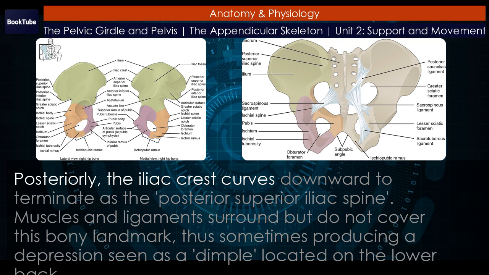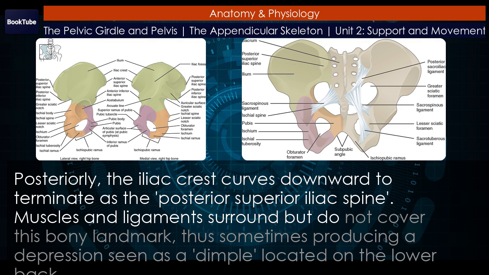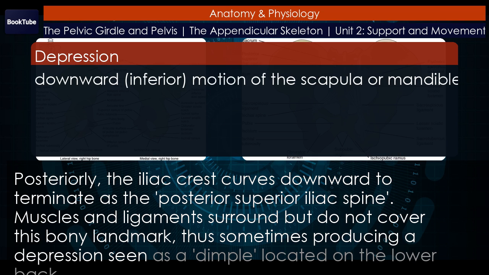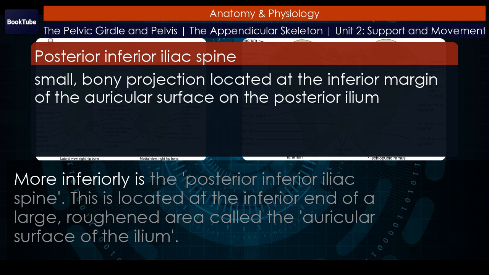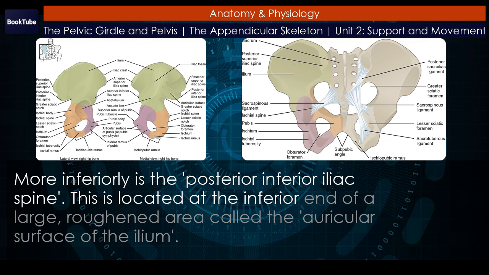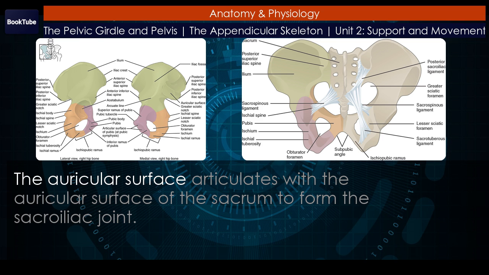Posteriorly, the iliac crest curves downward to terminate as the posterior superior iliac spine. Muscles and ligaments surround but do not cover this bony landmark, thus sometimes producing a depression seen as a dimple, located on the lower back. More inferiorly is the posterior inferior iliac spine. This is located at the inferior end of a large, roughened area called the auricular surface of the ilium. The auricular surface articulates with the auricular surface of the sacrum to form the sacroiliac joint.